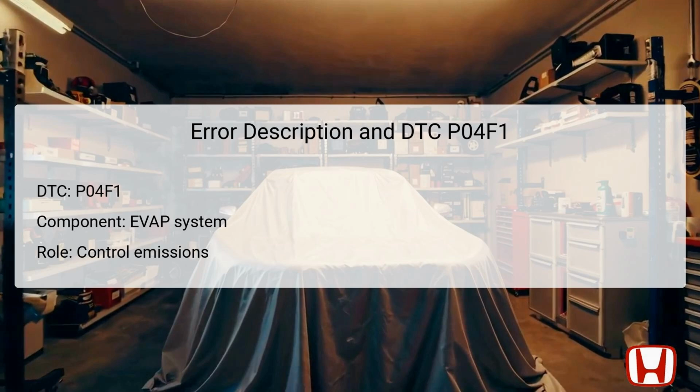The location of these components is important for effective diagnostics. While the EVAP canister is often found in the rear of the vehicle, the purge valve is located closer to the engine, indicating where technicians should focus their visual inspections and checks.